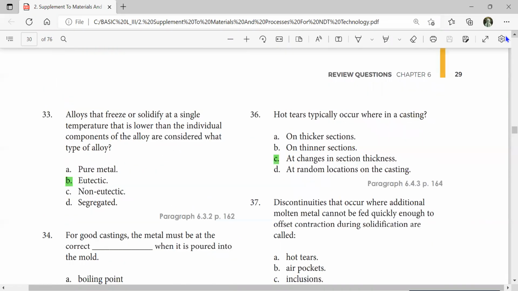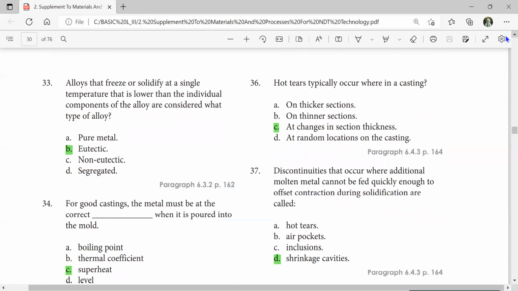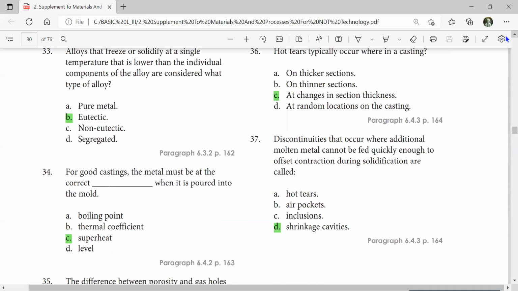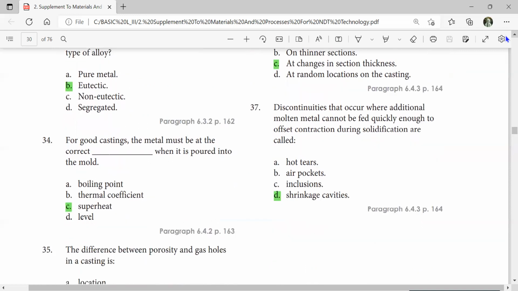Hot tears typically occur at a change in section thickness in the casting. So while it changes, it cannot be a sharp corner. If it is a sharp corner, it will give hot tears. Discontinuities that occur where additional molten metal cannot be fed quickly enough to offset contraction during solidification are called shrinkage cavities.